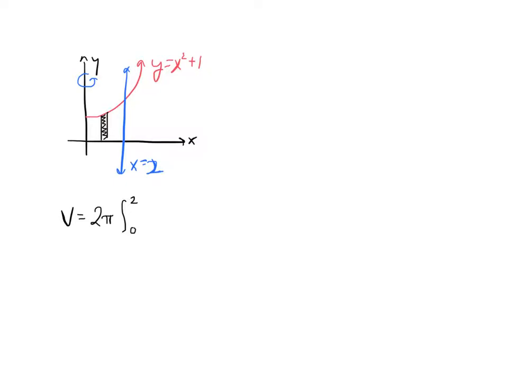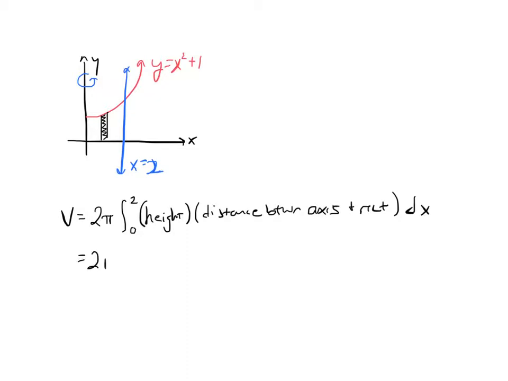And then we find an expression for the height of the rectangle, and we multiply that by the distance between the axis of revolution and the rectangle. And because our rectangles are vertical, we're differentiating with respect to x. So that's 2 pi, 0 to 2.